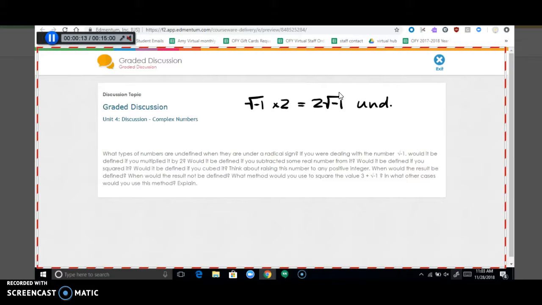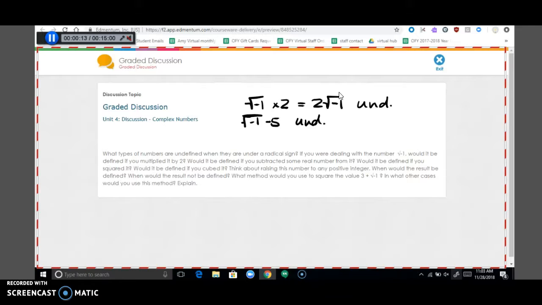Now it says, would it be defined if you subtracted some real number from it? So that would be the square root of -1, let's say -5. We can leave it written like this. The square root is only over this -1 here. So since there's still a negative in the radical, it is also undefined.